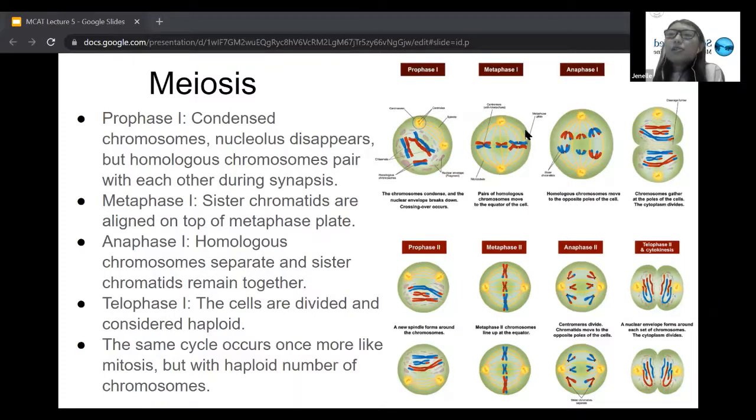And then after this phase would be anaphase 1, when homologous chromosomes separate from each other while the sister chromatids still remain together here. And then afterwards is telophase 1, where the cells are divided and by this point are considered haploid.